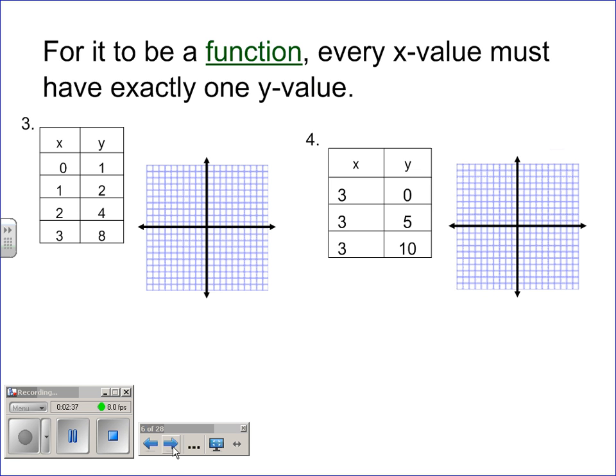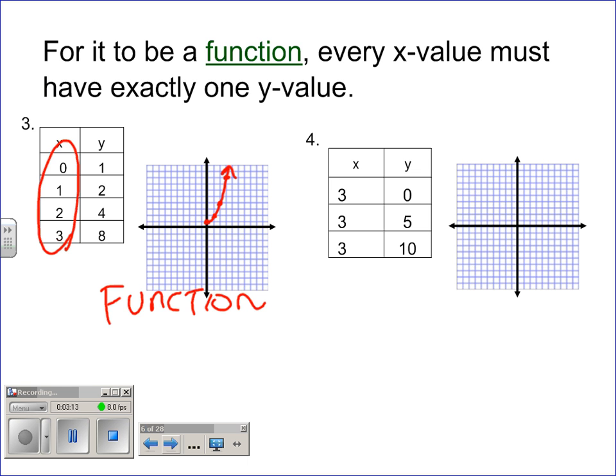Another example, number 3. When you look over here at x, you can see there's not a copy of x. We don't have the same x written twice, which tells you that this is going to be a function. Let's go ahead and graph this. 0, 1, 1, 2, 2, 4, and then finally 3, 8. And there's the picture of our function. Number 3 is a function.